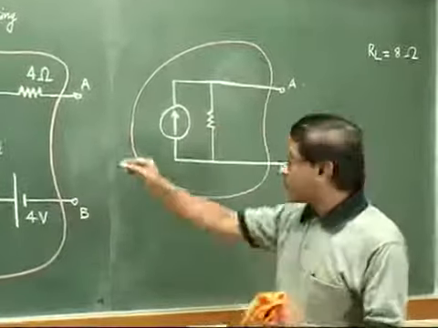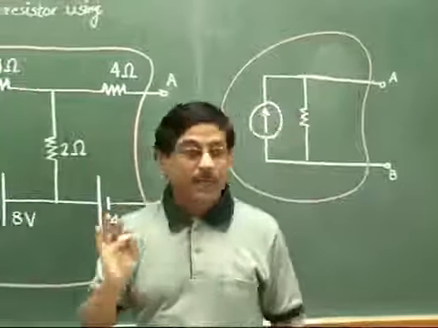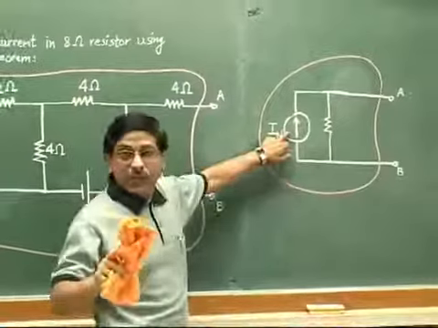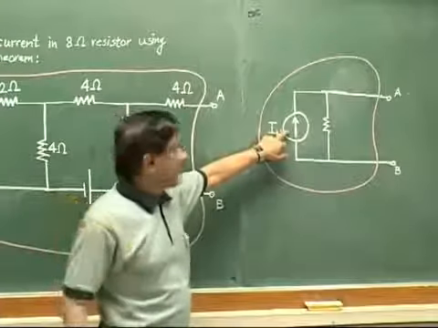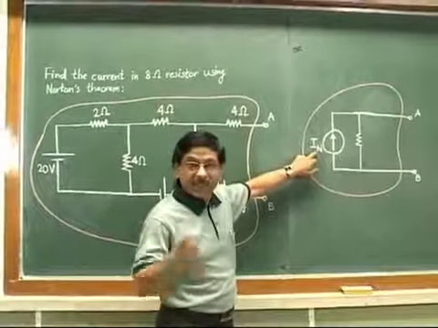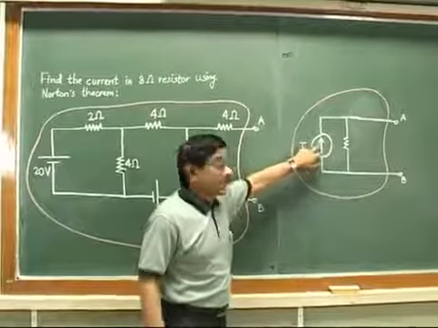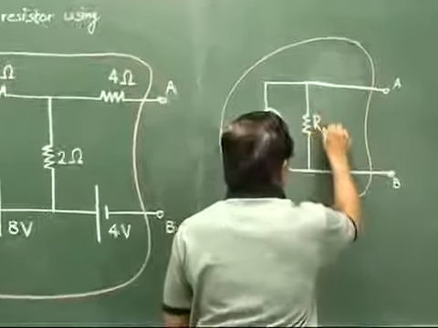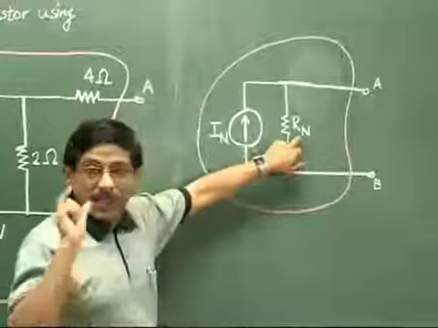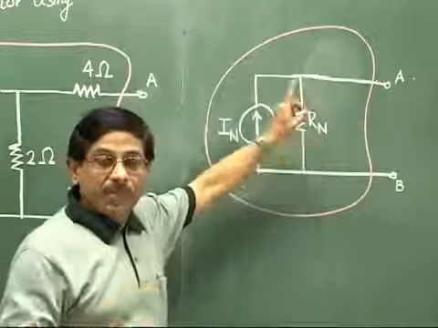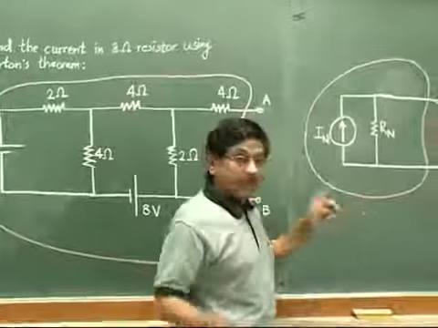Let us give some names to these 2 values. Whatever current we calculate and show here, we say that it is IN. Now remember, in Thevenin's theorem there was VTH, where TH was the initials of Thevenin. Here, since this is Norton's theorem, we take the suffix as a capital N. So IN will be this equivalent current source, and the resistance we call RN. Remember, the meaning of RN here is exactly the same as the meaning of RTH in Thevenin's theorem. But what is the difference?